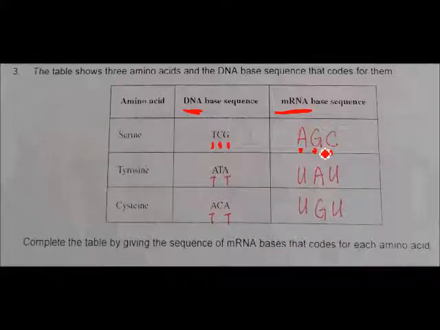Now, boys and girls, for tyrosine over here, the sequence is actually ATA. Now, you know that A will have a complementary base pairing with a T. But unfortunately, because this is the mRNA, in place of the T, you shall have the U. And I think cysteine is quite self-explanatory.